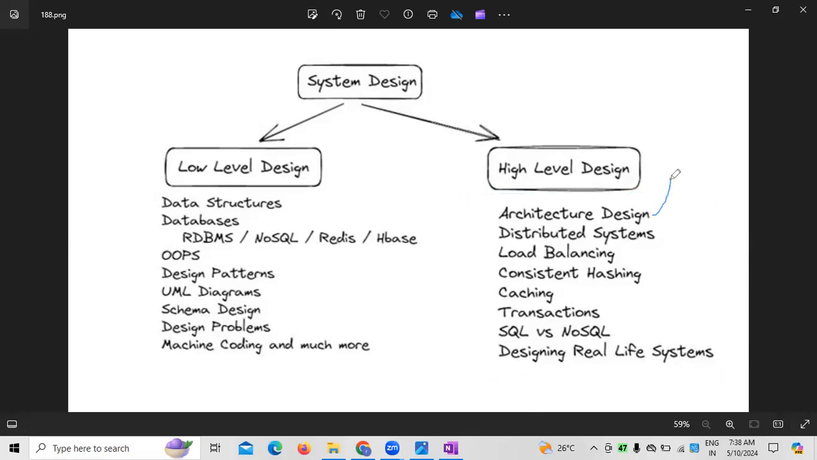Architectural designs will be part of it. Distributed systems will be a part of it. Load balancing will be a part of it. Consistent hashing is important in that. Next, caching, temporary files to store, and what files are to be stored. You must have an idea of the transactions we are going to maintain. And SQL comes under the high level design part. At the same time, designing real life systems, these all come under the high level design of the project.